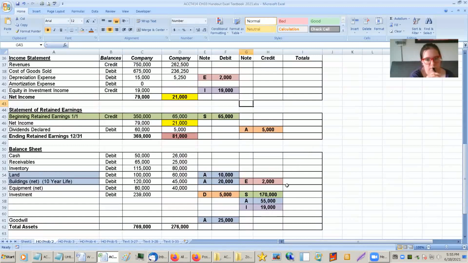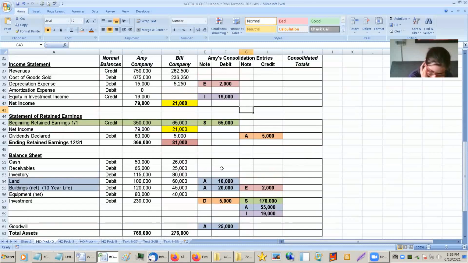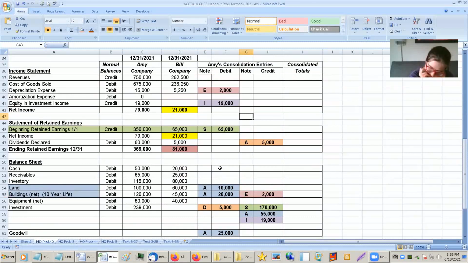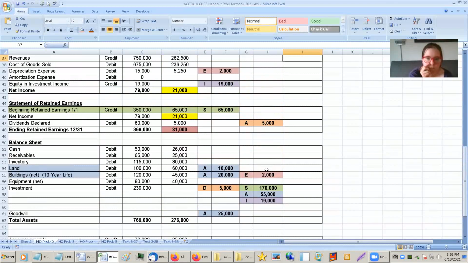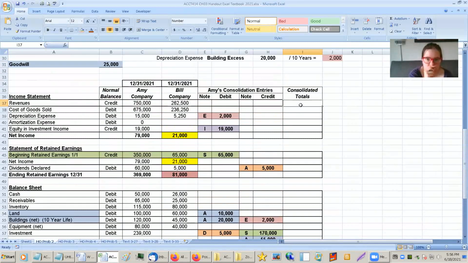What a mess. Well, luckily most of this stuff drops out. So those are the consolidating entries. And so let's go through, and it does get actually even a little more confusing down here.